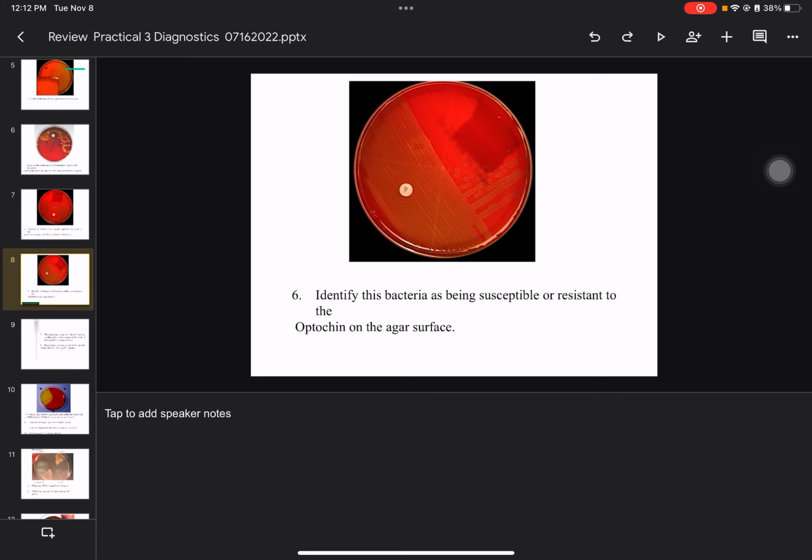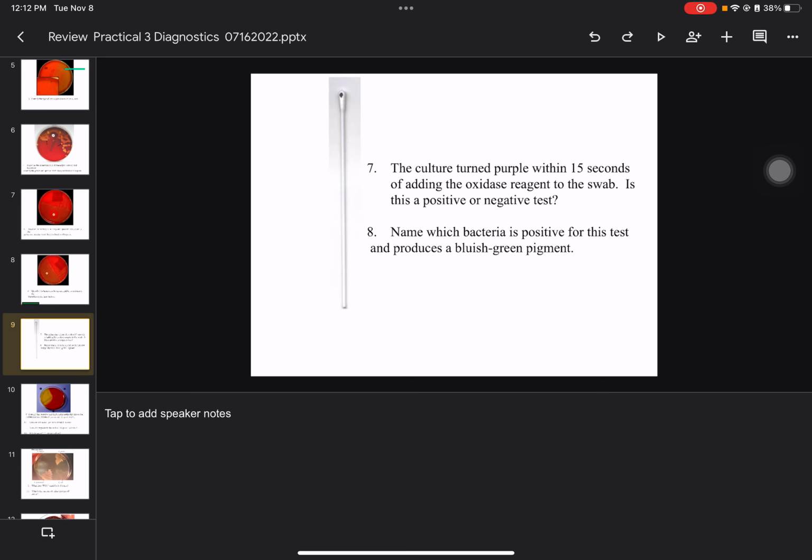Okay, all right, so is this resistant or sensitive to the P disc? Resistant. Why is this gonna be hard? You brought in those bacteria names, so now. Well, I told you Practical 3 would be more challenging. I understand.